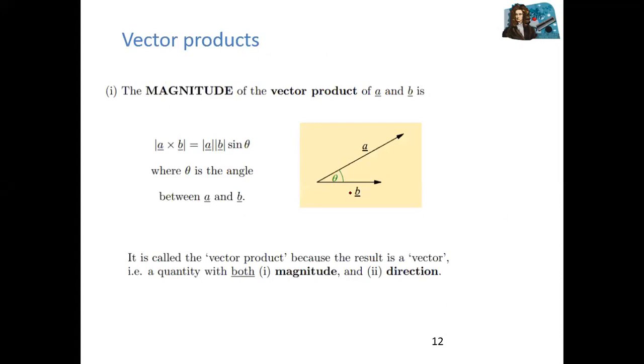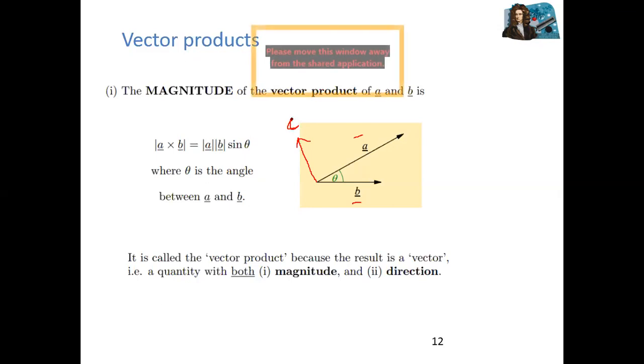For example, two vectors, vector A multiplied with vector B. When you multiply these two, you will receive another vector. Let's suppose vector C. And this C vector will be perpendicular to both. This new vector, the result of multiplication of two vectors, C, will be 90 degrees with A, and also 90 degrees with B.